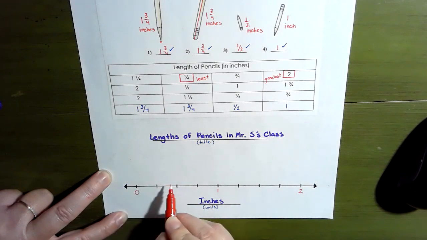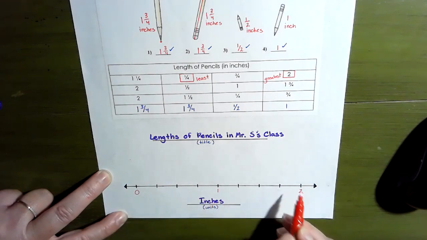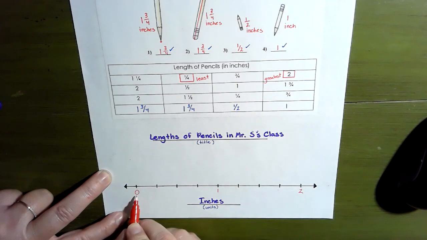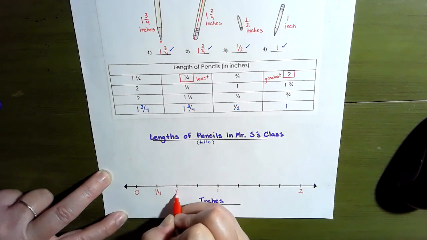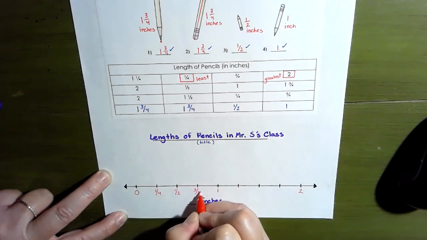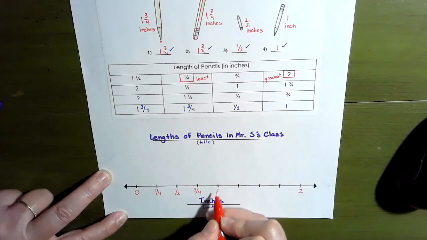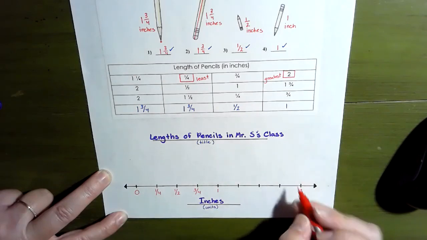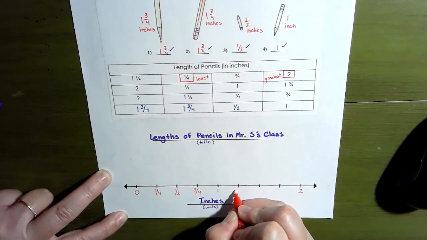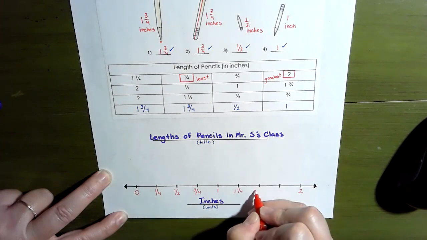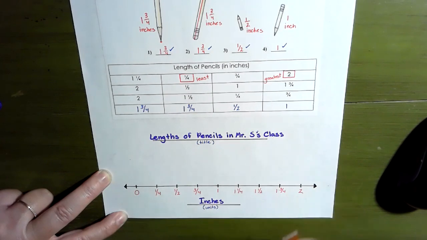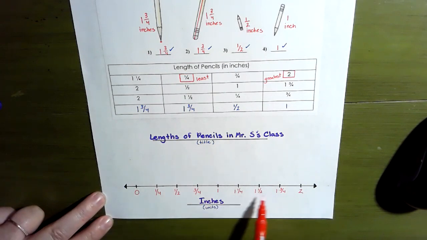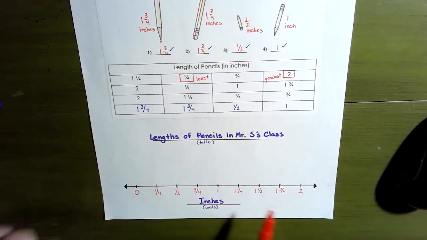Now I can mark each interval between my whole numbers. So starting at 0, I have 1/4, 1/2, 3/4, and 1. And then after 1, I should have mixed numbers until I get to 2, beginning with 1 and 1/4, 1 and 1/2, 1 and 3/4. Now my number line is evenly spaced in 1/4 inch intervals.